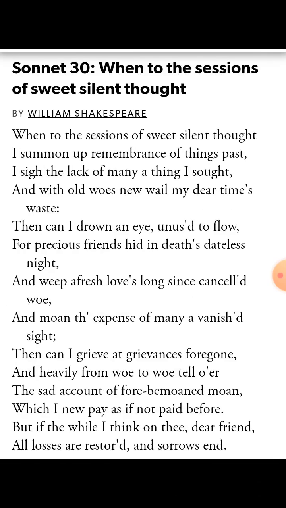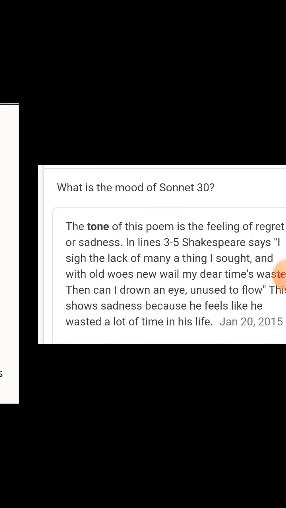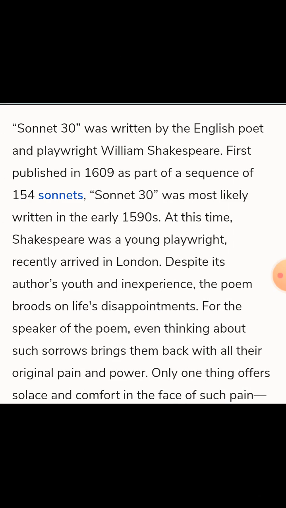Before starting the sonnet, let us talk about its theme and its central idea. Sonnet 30 was written by the English poet and playwright William Shakespeare, who was also a dramatist. He wrote 37 plays. This sonnet was first published in 1609 as part of a sequence of 154 sonnets.